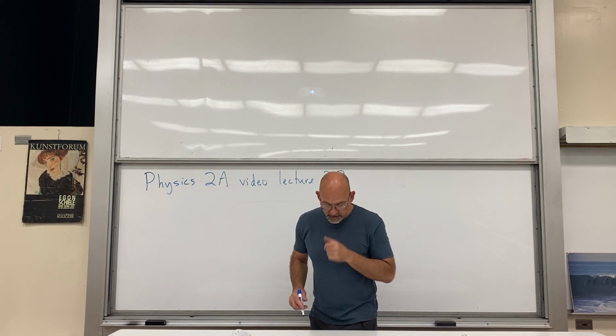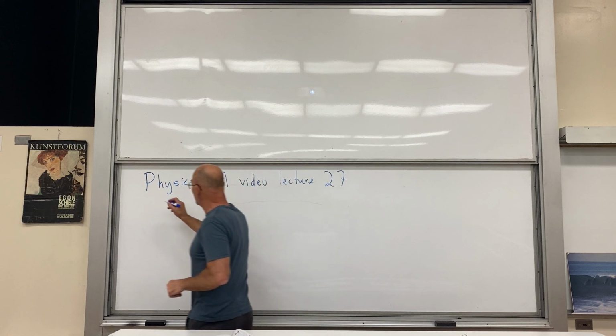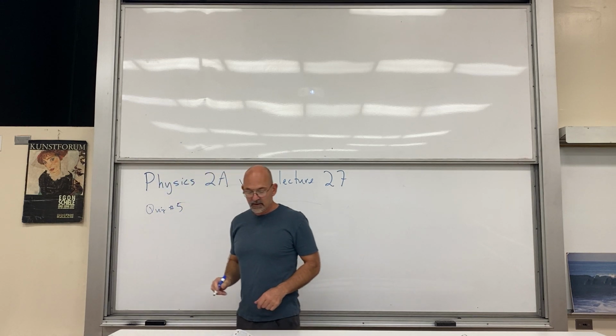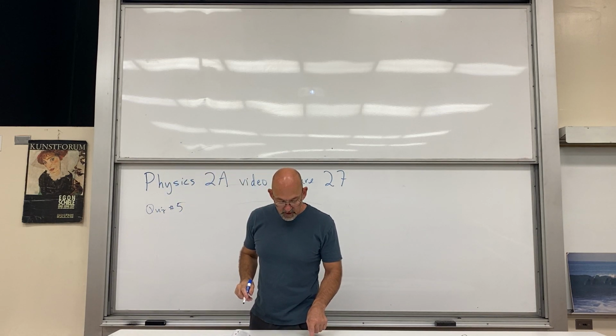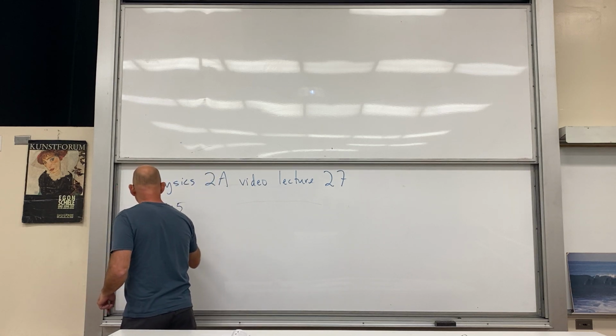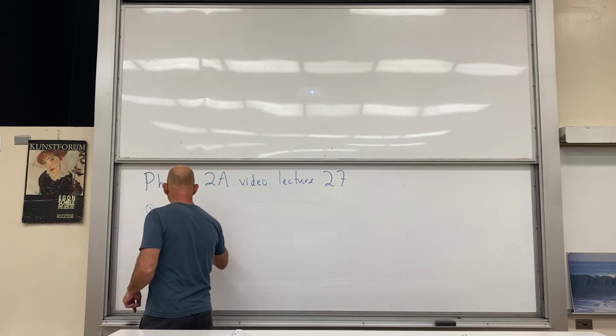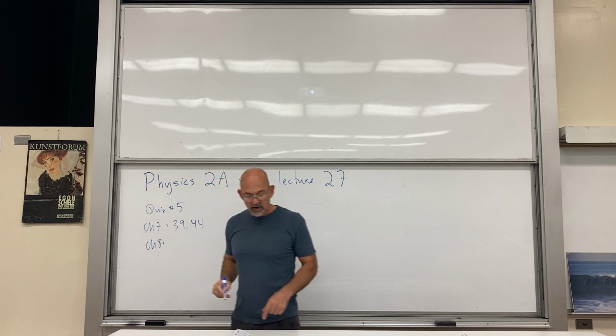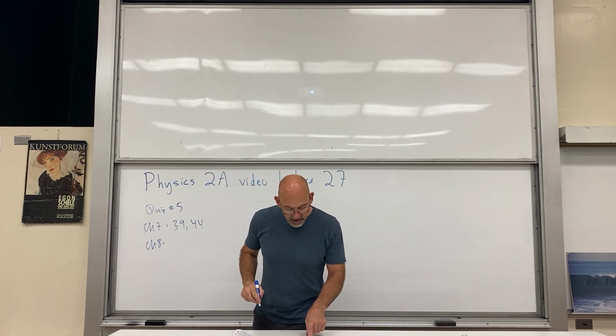Okay, so I have that written down here. What do we have? So quiz number 5. And then chapter 7, 39, and 44. Those are good problems. Chapter 7, 39, and 44. And chapter 8. These are all great problems. Chapter 8, 27.